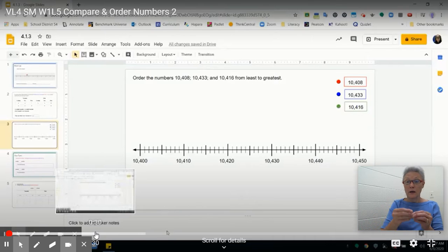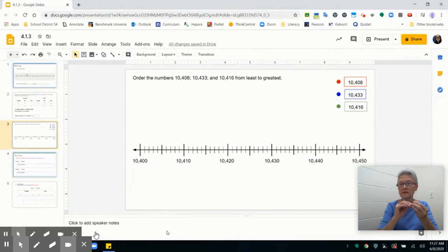Another great tool that you can use when you're ordering or comparing numbers is a number line. Let's take a look at this example. Order the numbers 10,408, 10,433, and 10,416 from least to greatest.